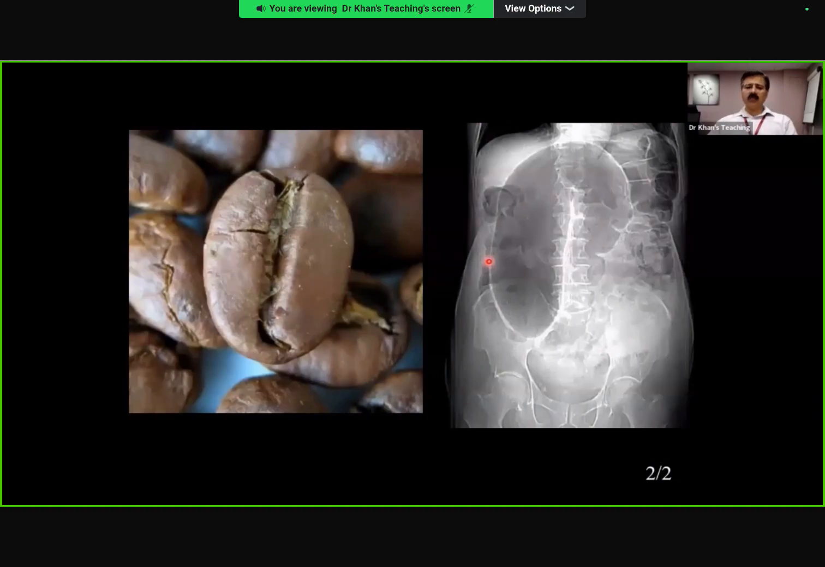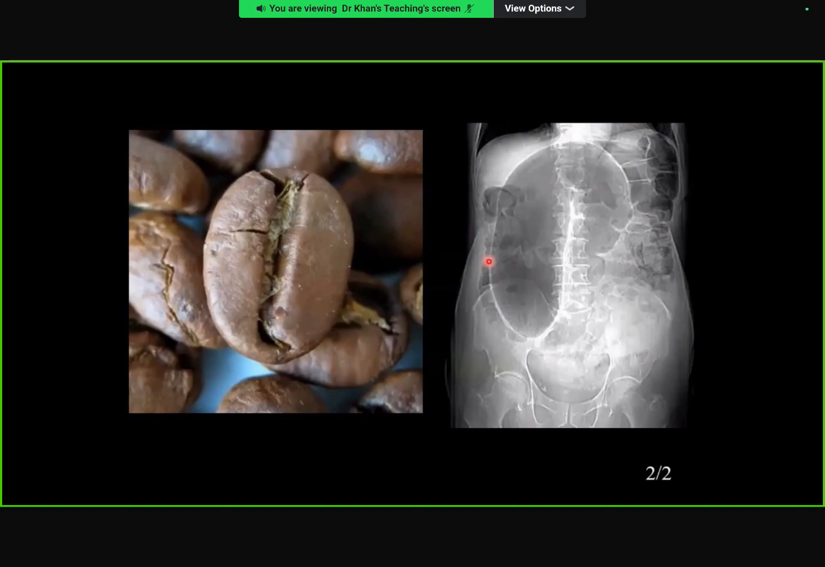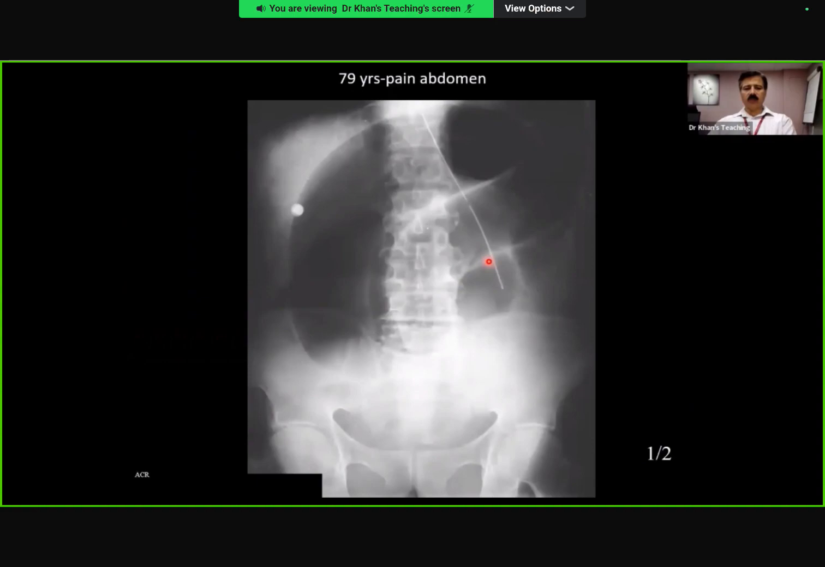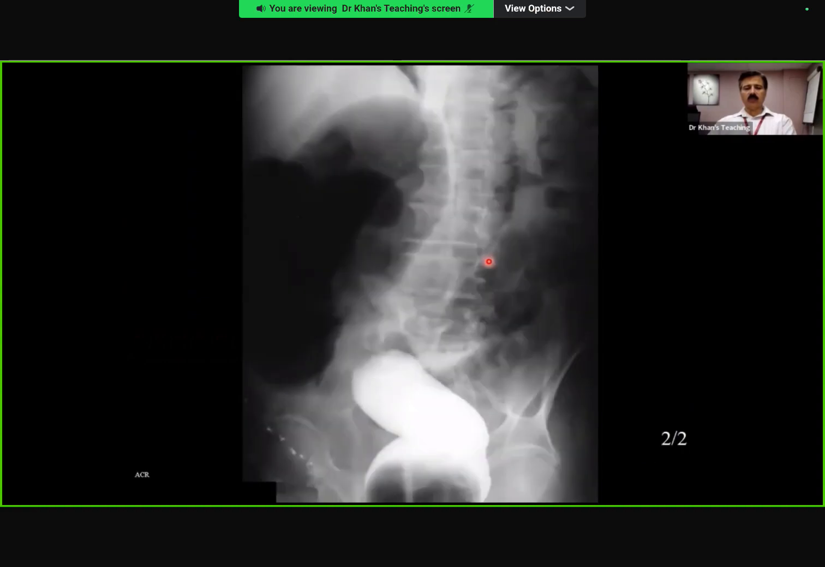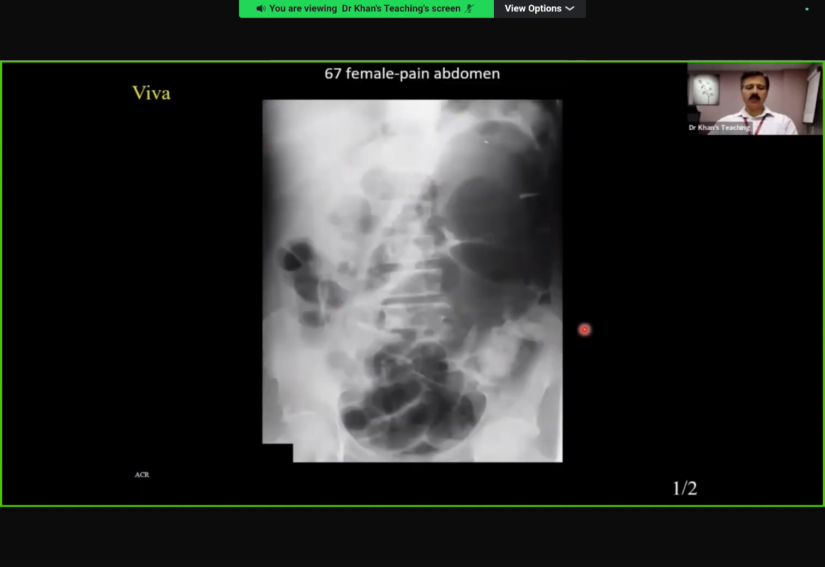The take-home point is that the coffee bean sign is a good word to use, but having said that, all cases will not be classical. This inferior convergence is a very nice sign to remember. So this was sigmoid volvulus, and a barium examination of the same. There was no need, by the way.